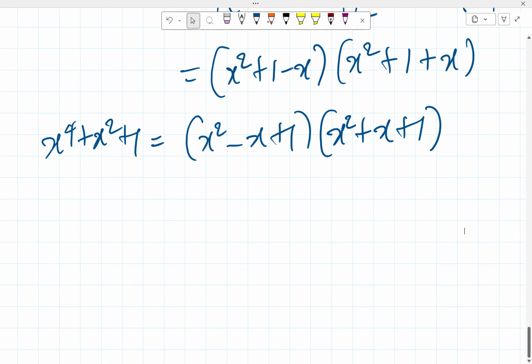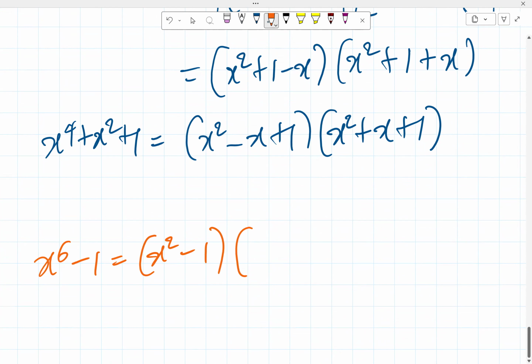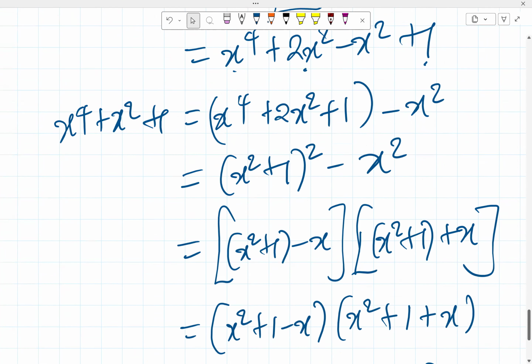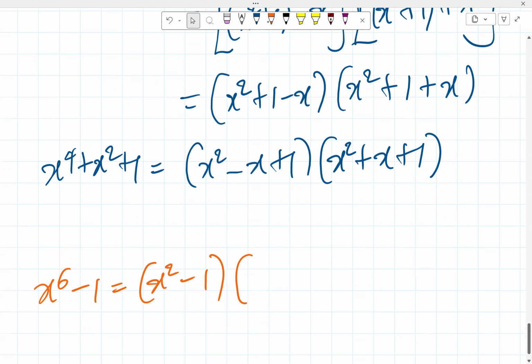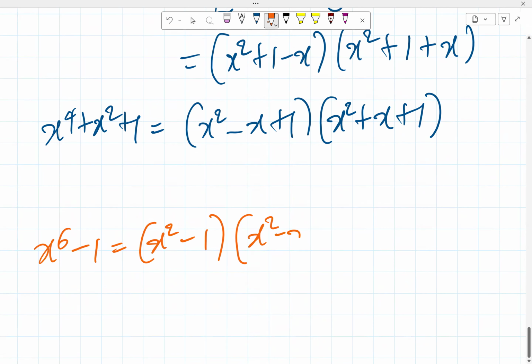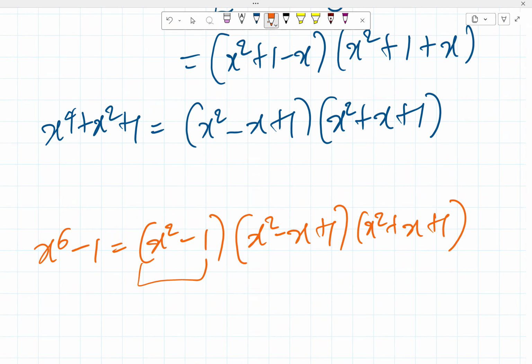We already have x raised to power 6 minus 1 to be x raised to power 2 minus 1 into this expression now, x raised to power 4 plus x squared plus 1. So that will now be x squared minus x plus 1 into x squared plus x plus 1. So we're expecting 6 roots. We already have 2 from here, right? We're going to get 2 from here, and 2 from here. So these ones are real, and these ones are most likely complex, but let's see.